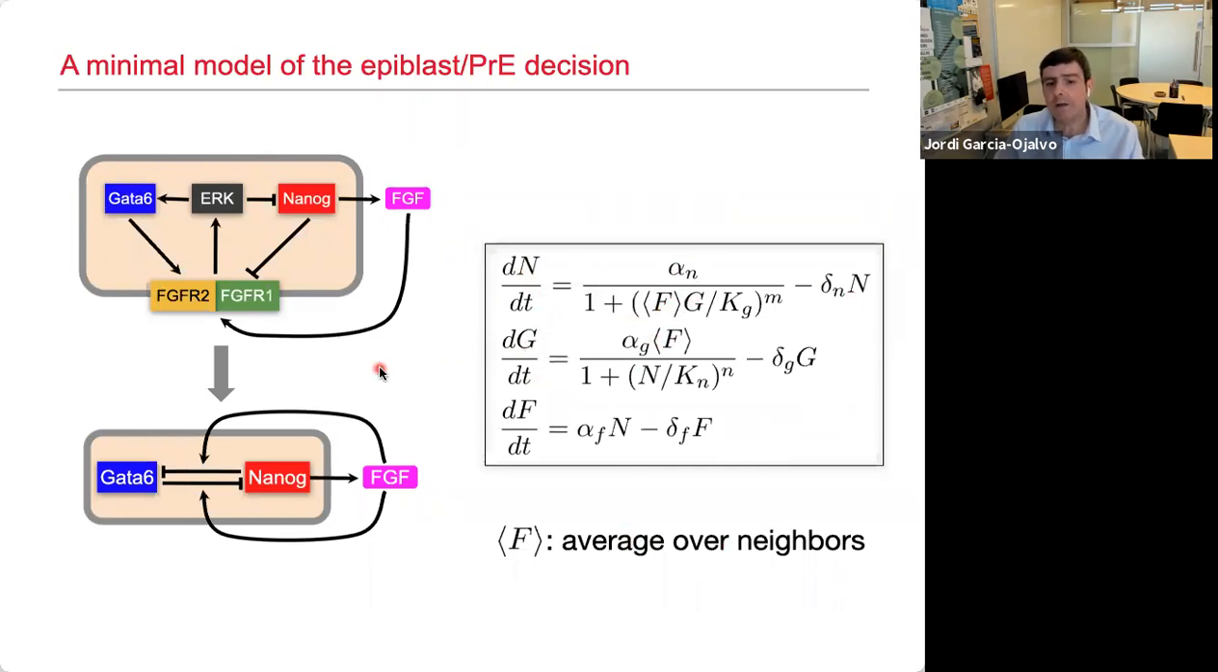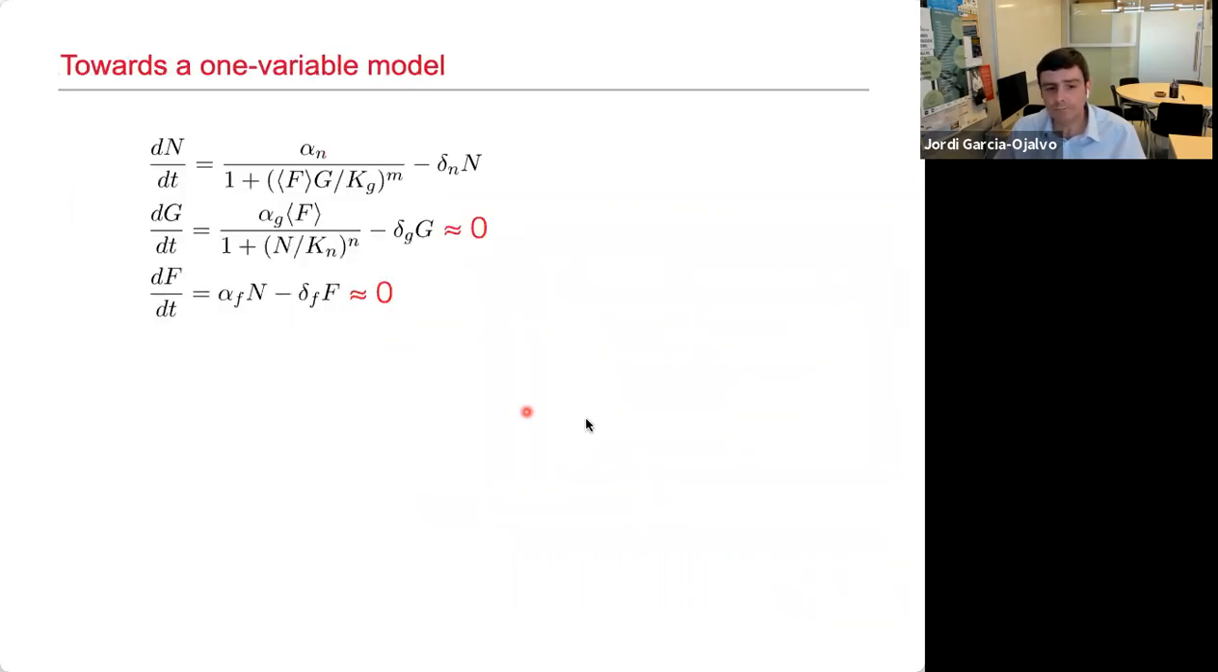Now let's make it even simpler. Let's make it even simpler, just to try to see whether we can find some clear intuition of how this model behaves, because at least now that we are simplifying so much, hopefully we can gain some intuition about how this model works. So what we're going to do now is take this model and assume that two of the variables are in quasi-equilibrium. This is just an assumption. We don't need to make this assumption, but just for the sake of simplicity.